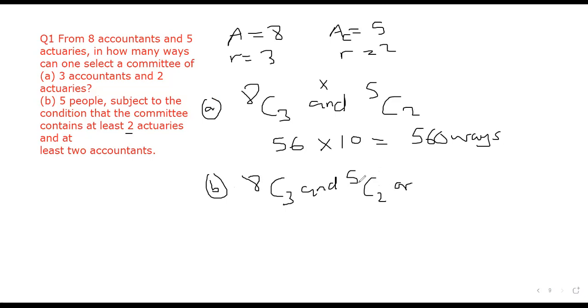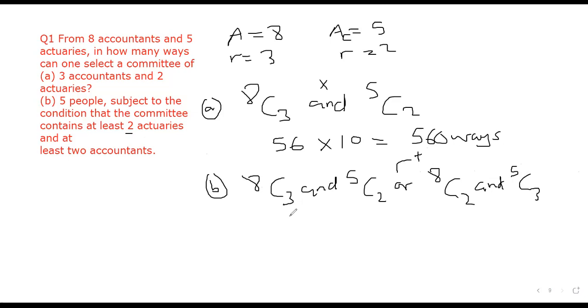Or we can get 2 from this one here. From the 8, we get 2 accountants, and from the 5 actuaries, we get what? 3 actuaries. Is it possible to get 1, then we get 4, we balance up from the other one? No, because the condition is that it should be at least 2. So this is the only combination we could have. So the word or, I explained this during lunchtime, stands for what? Addition.